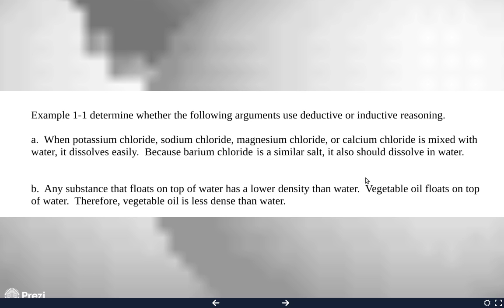Now, letter B, any substance that floats on the top of water has a lower density than water. Vegetable oil floats on top of water, therefore vegetable oil is less dense than water. General, anything that floats on the top is less dense. That's a general thing. Vegetable oil floats on top, so it is less dense. This is deductive reasoning. All right, inductive, deductive. Hopefully you got those right.